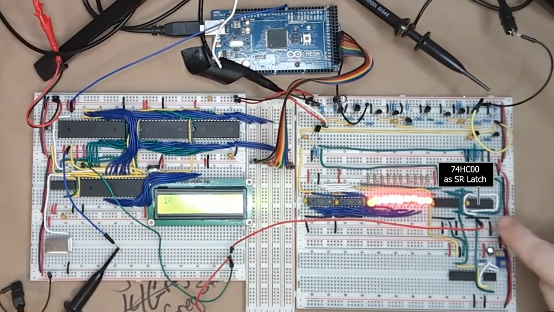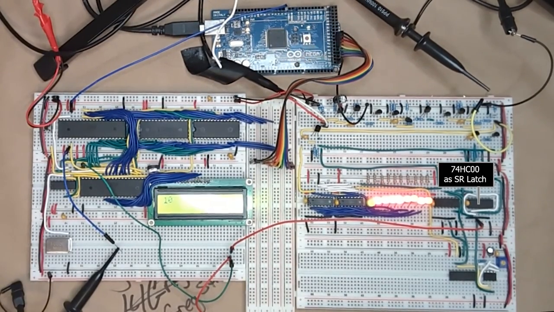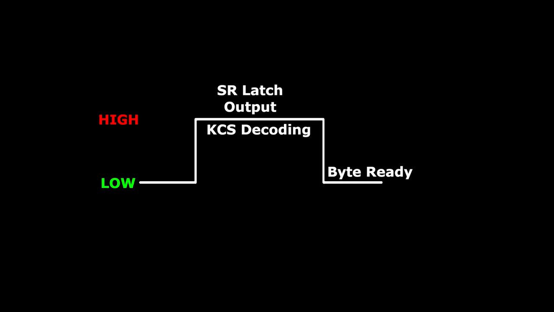Okay, here's our SR latch from the last video. For testing, I've connected a jumper to the output of the SR latch here. If you remember from our last video, this output is used to control whether or not the Kansas City standard clock is running.